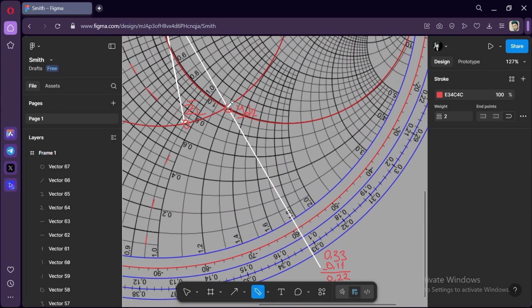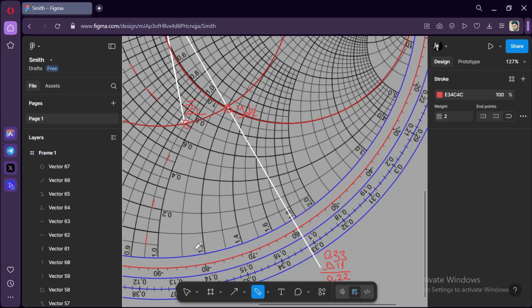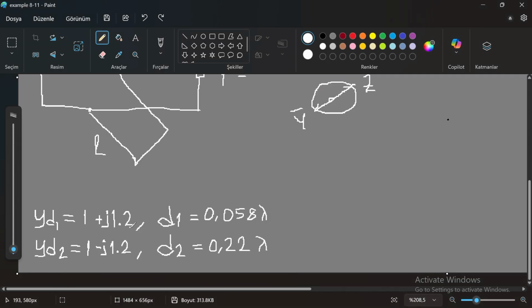Okay, so here it's coming here, 1.2, plus or minus. We are trying to match the impedance. Okay, so we need to get rid of this 1.2 and minus 1.2. We need to cancel this. So here we need to add minus j 1.2, minus j 1.2.